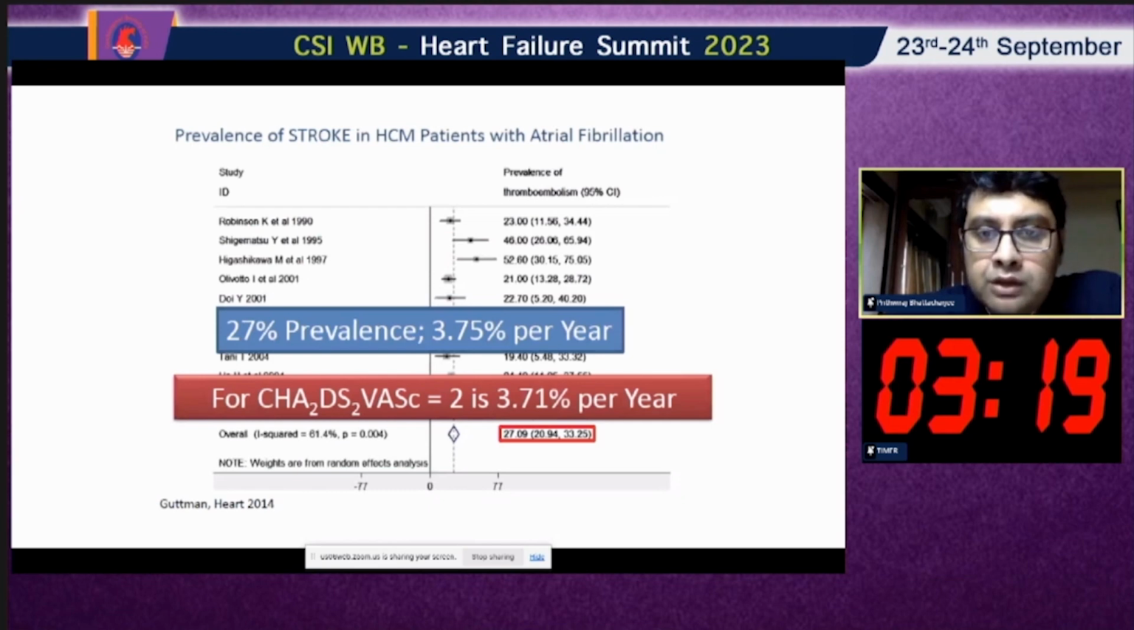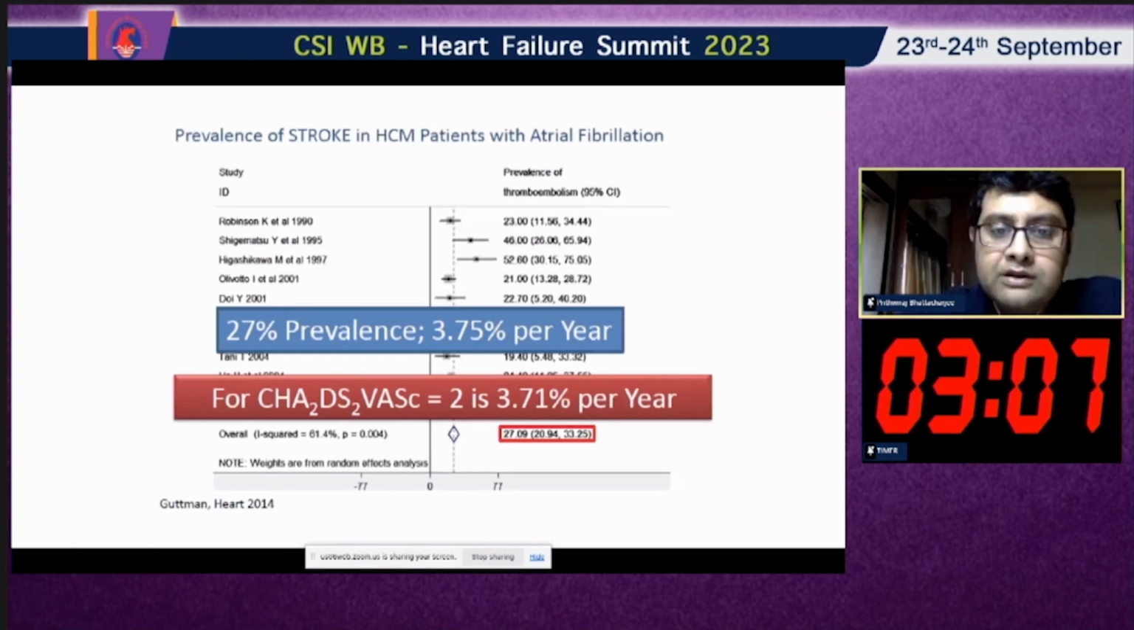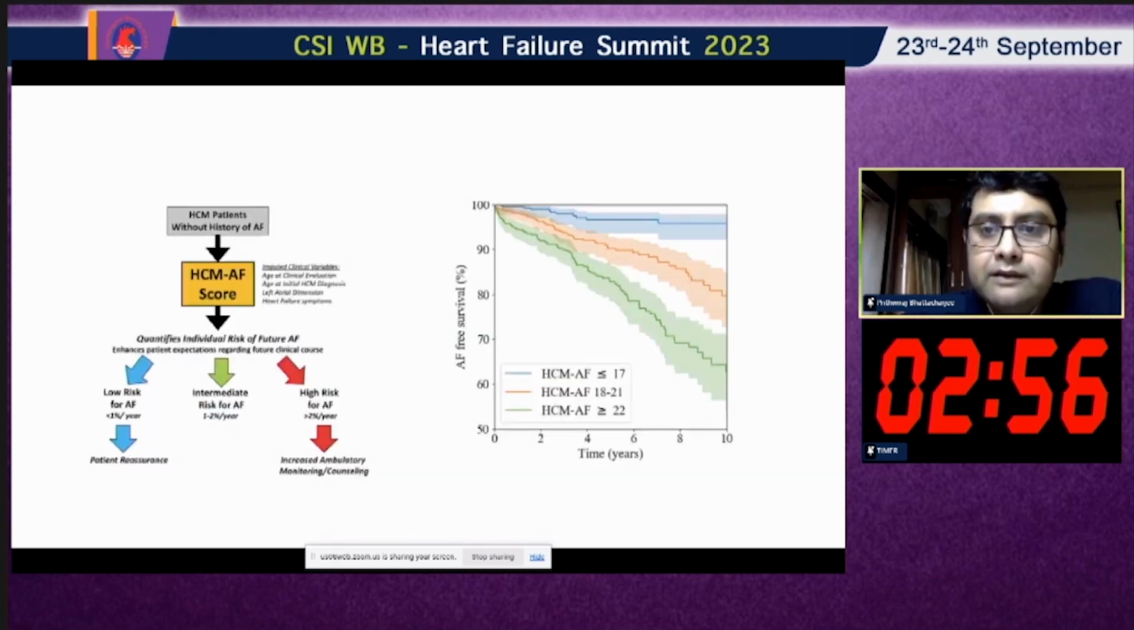The risk of stroke, if we look at this chart from this meta-analysis, it was shown that there is 27% prevalence, that is 3.75% per year risk of stroke in patients with HCM with atrial fibrillation, whereas in a patient with CHA2DS2-VASc score of 2, the risk is only 3.71% per year. So HCM represents an independent risk factor for stroke in patients with HCM.